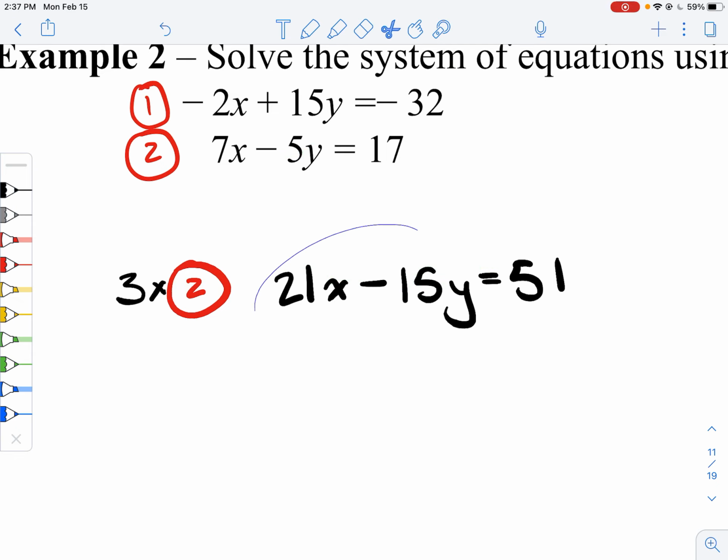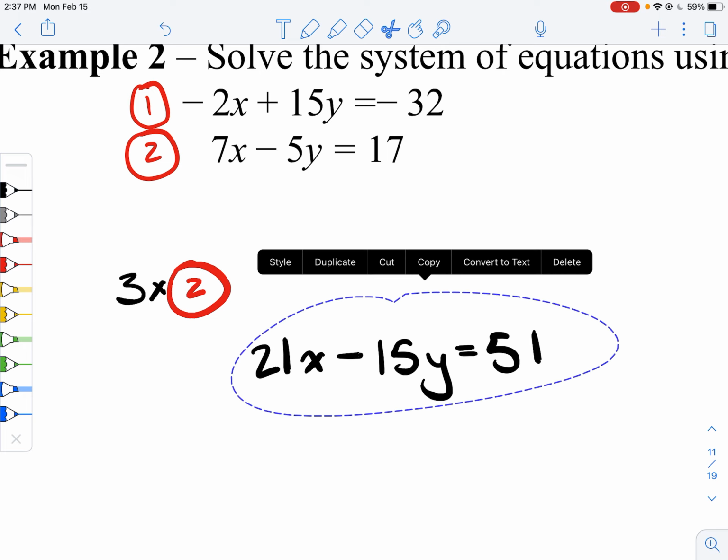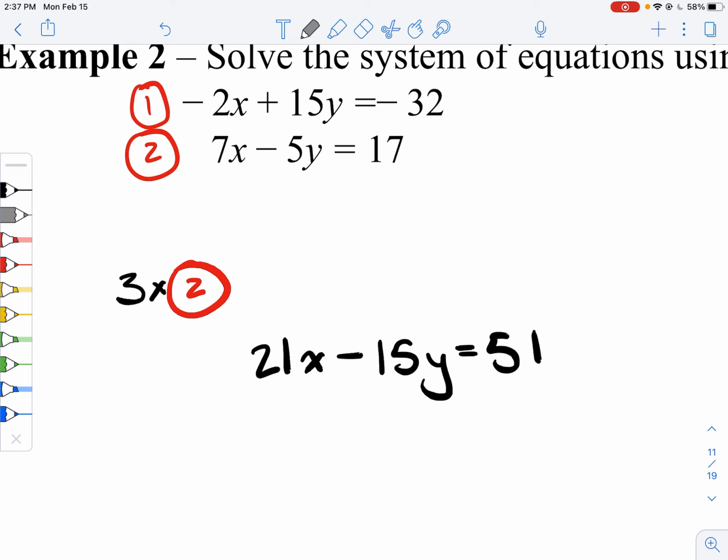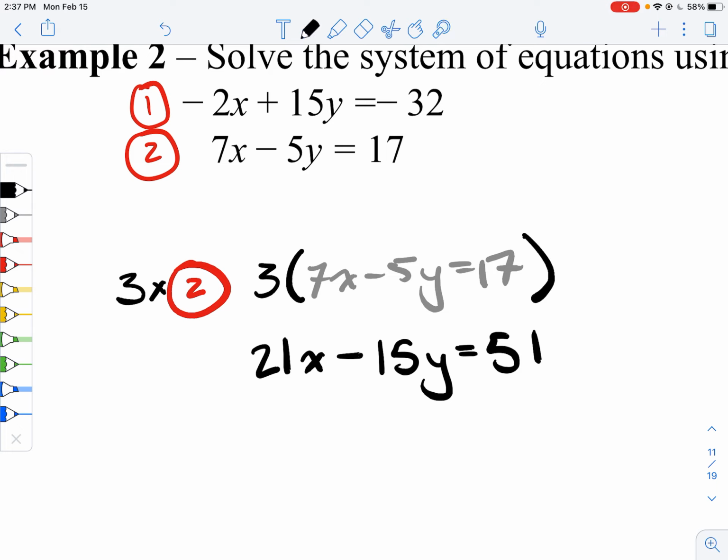I'm going to write that out real quick so you can see what I did. So I took my original equation of 7x minus 5y equals 17, which is equation number 2. And then I multiplied 3 times that whole thing. So 3 times 7 gives me 21, 3 times negative 5 gives me negative 15, and 3 times 17 equals 51.